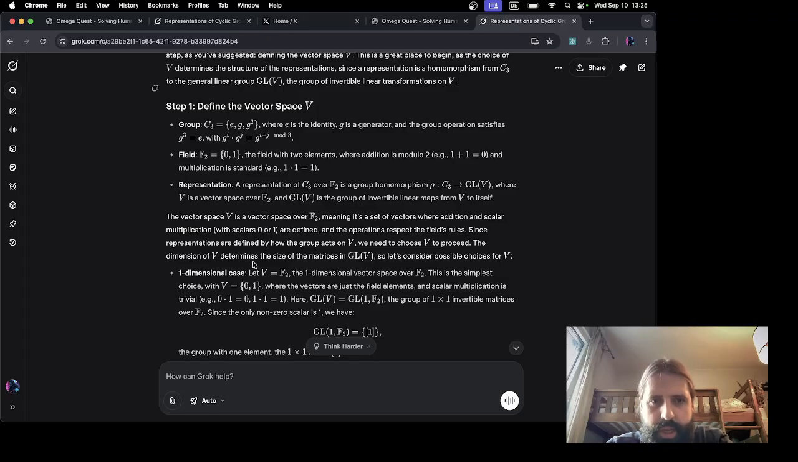But essentially the idea is you're trying to build an algebra. When you're saying representations, you're saying, okay, how do I project the group on the field?